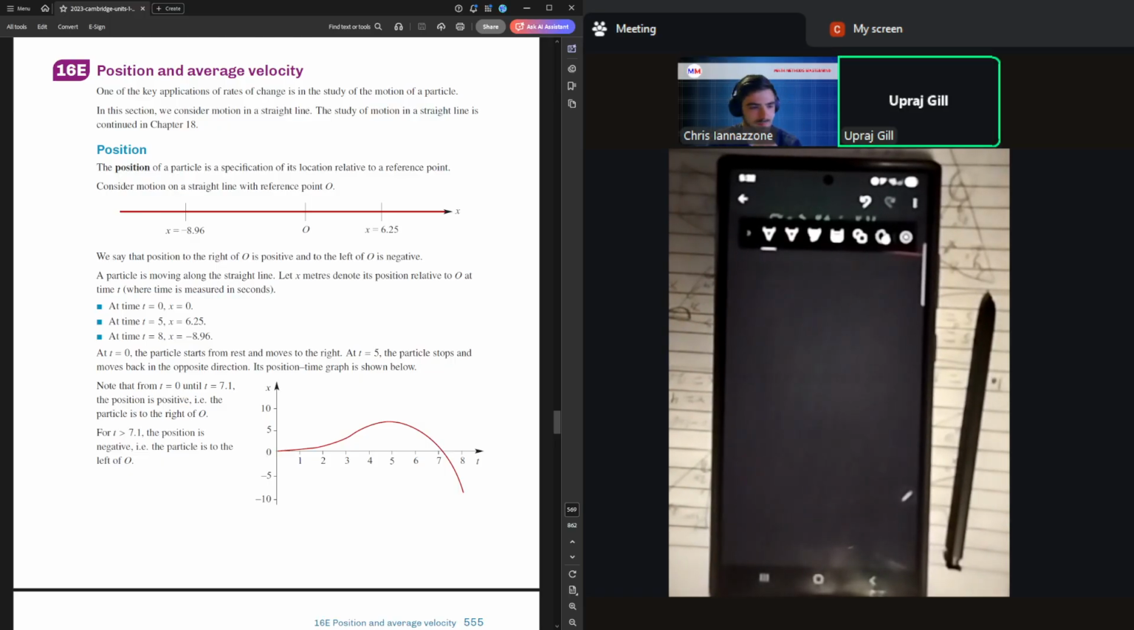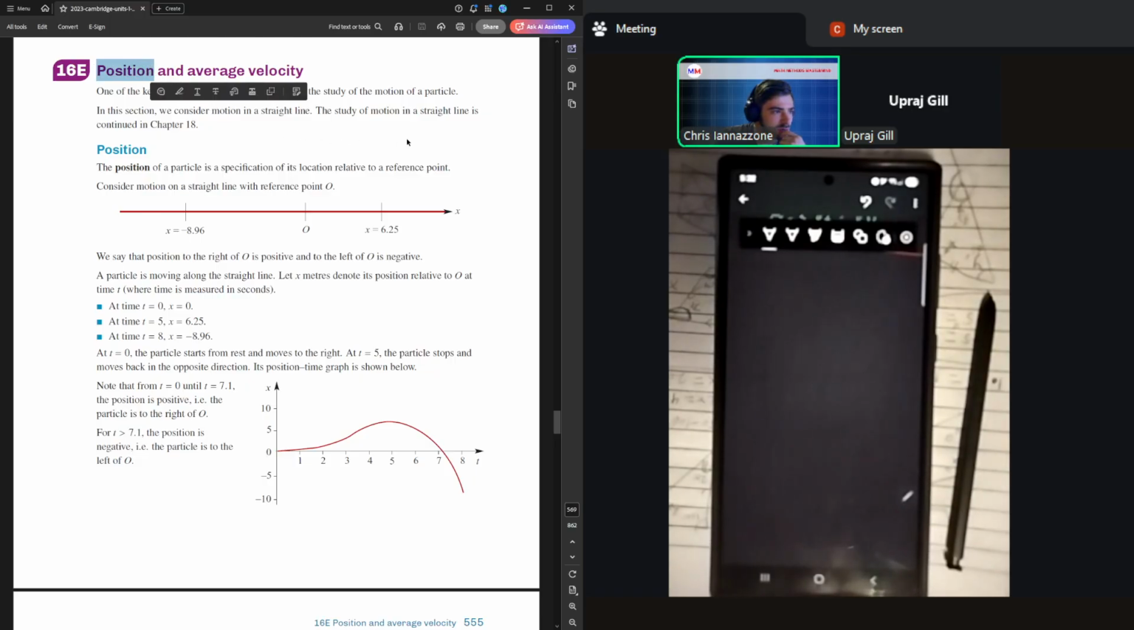Okay, position and average velocity. So position is pretty much something we've been talking about for quite a while now. Position is simply the distance between some starting point and some ending point.